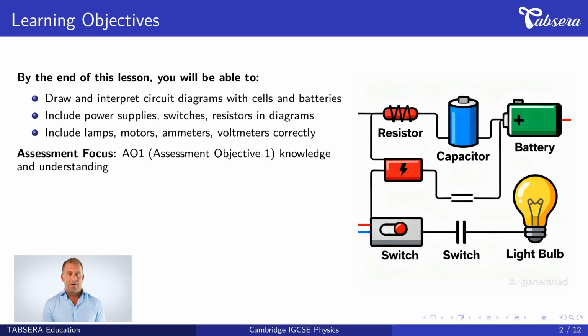Let's examine our learning objectives for today. By the end of this lesson, you'll be able to, first, draw and interpret circuit diagrams with cells and batteries, understanding the difference between these power sources. Second, include power supplies, switches, and resistors in diagrams using correct standardized symbols. Third, include lamps, motors, ammeters, and voltmeters correctly in circuit representations. These objectives align with Assessment Objective 1, which focuses on knowledge and understanding of scientific concepts and vocabulary.